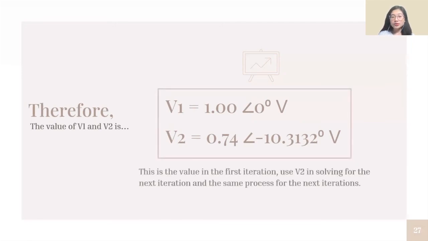So these values, yung extracted value natin for our V2, which is the value for our first iteration, we will use this to solve for our next iteration. And the same process will be undergone for the next iterations. I have explained it further kanina. So basically use V2 for the next iteration and yung makukuha mong new value for the second iteration will be used for our third iteration.